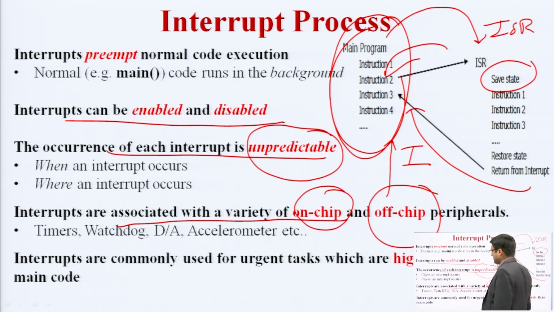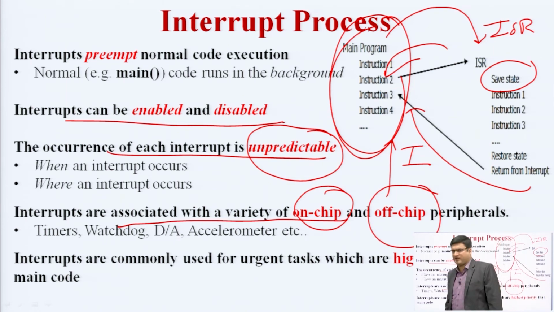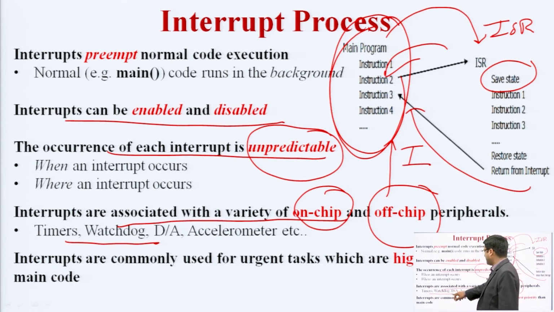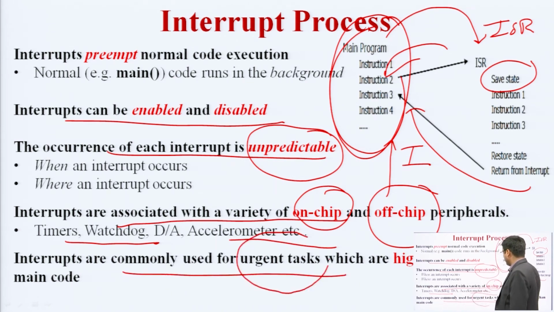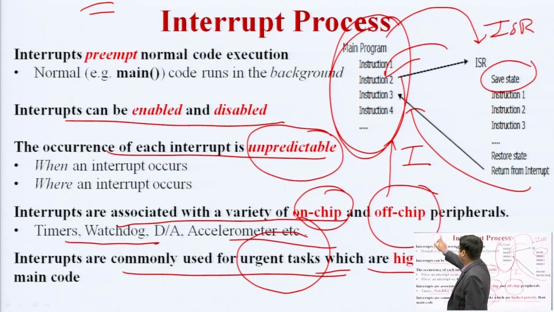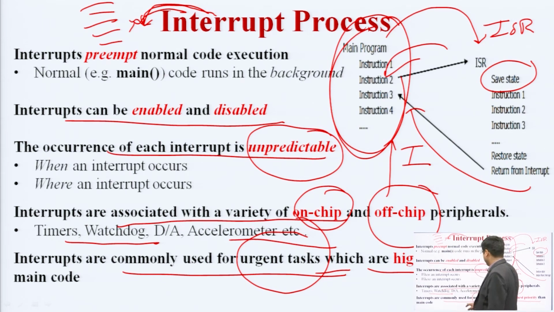So, we have discussed that there are two types of interrupt, internal interrupt and external interrupt. Internal interrupts are timers, watchdog, D to A converter, accelerometer, etc. Interrupts are commonly used for urgent tasks which have higher priority than the main code. Basically, an urgent task means that while we are running the main program, if any other program needs attention and has higher priority than the main program, then it will execute through the concept of interrupt. Okay.